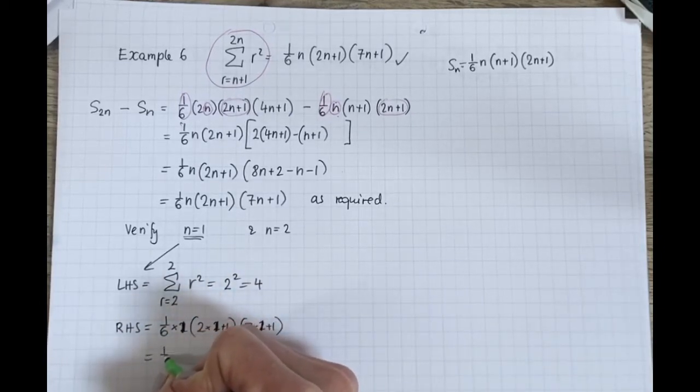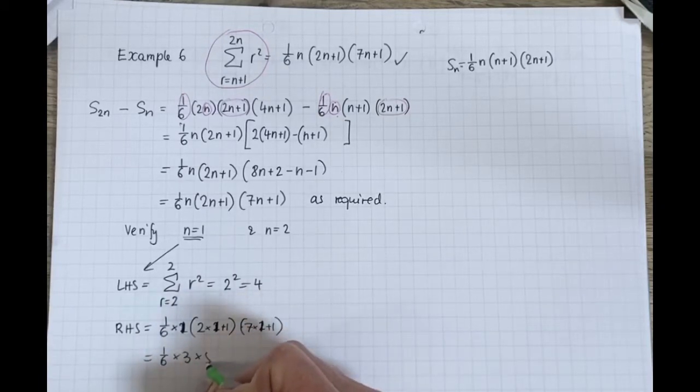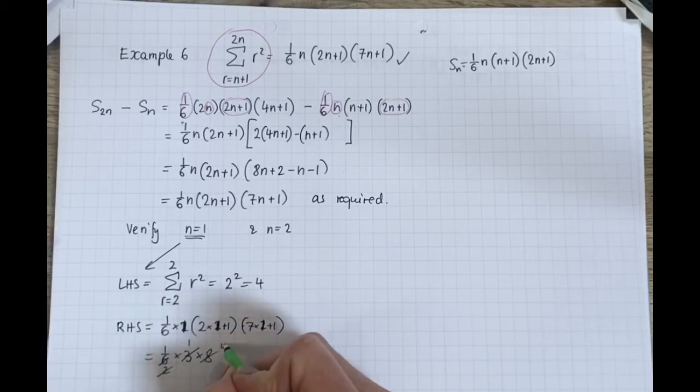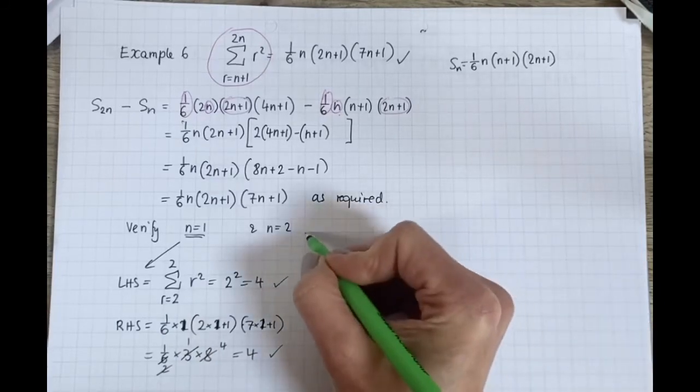So it's going to be 1/6 times 3 times 8. So that will cancel, and then this will cancel. There you go. 4. So they both are the same, so it's verified.